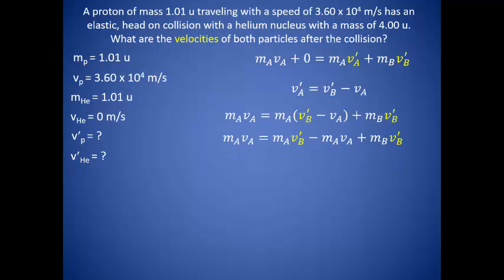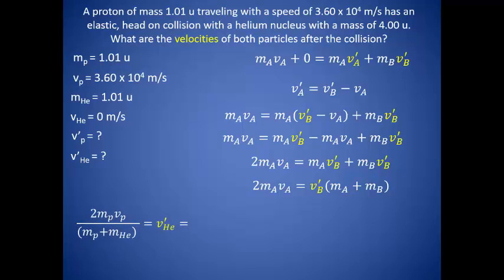Now we have some like terms and we want to move those around a little bit. Now our goal here is to get VB prime by itself. That's one of the things that we're looking for. And we can start by moving the mAvA term over to the left, giving us two of those over on that side. Then we can pull the VB prime out of both of our terms on the right and rearrange to solve for the final velocity of the B particle.